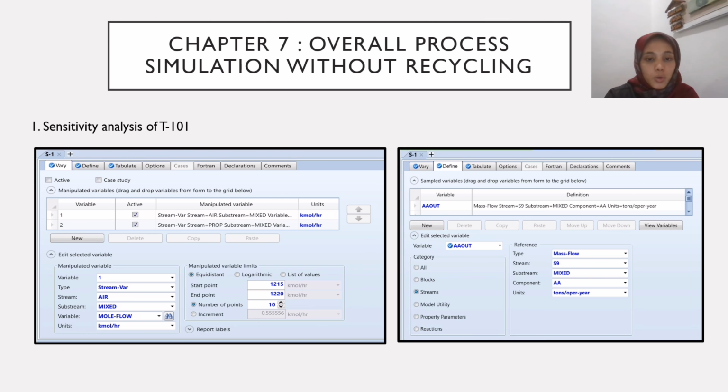Then after we set a sensitivity, we will change the inlet flow rate in propylene and also in air to make sure that the product capacity of 50,000 metric tons can be achieved. We set the sensitivity analysis to vary the mole flow. Start point is 1215 and end point 1220. Okay, for the defined setting in sensitivity analysis, the mass flow rate outlet of acrylic acid was used.